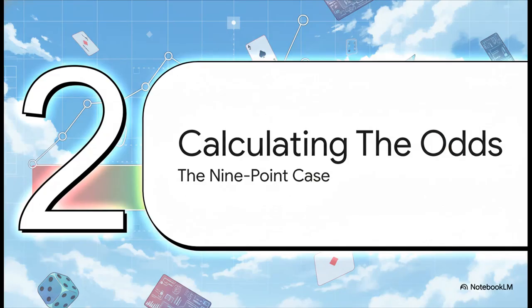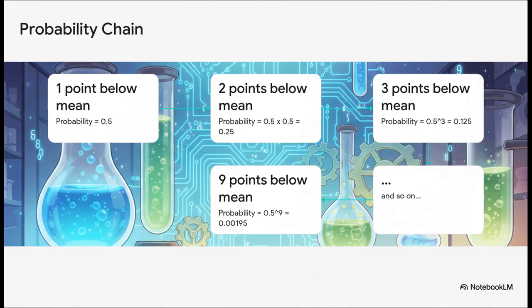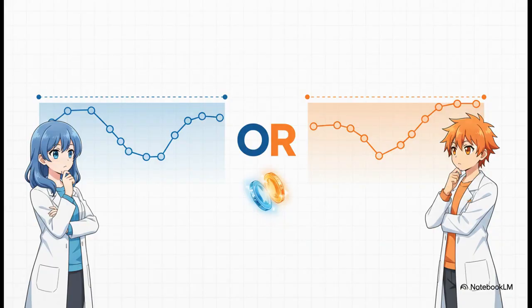So if every single data point is basically a coin flip, what are the odds of getting, say, 9 heads in a row? Or 9 tails? Let's actually do the math and figure out how unlikely that really is. And don't worry, the math is pretty straightforward. The chance of 1 point falling below the average is 0.5. For 2 points in a row to do that, you just multiply the probabilities. For 3, you do it again. By the time we get all the way up to 9 points in a row, all below the mean, the probability is 0.5 to the power of 9, which gives us this teensy tiny number, 0.00195.